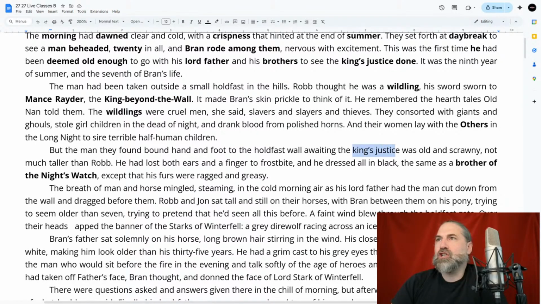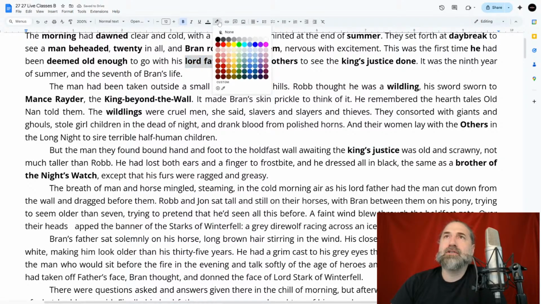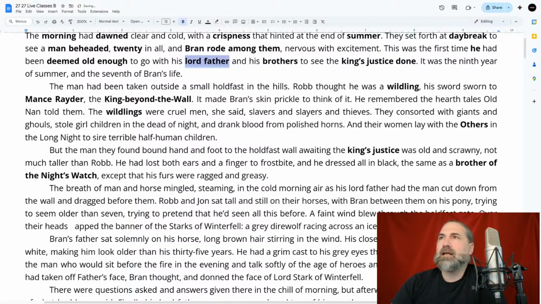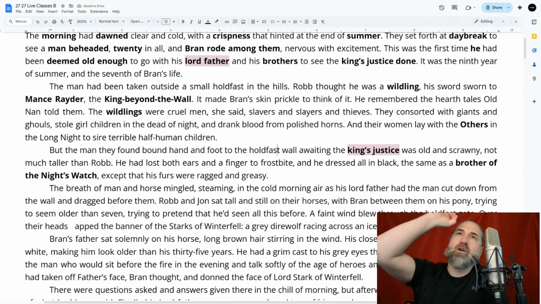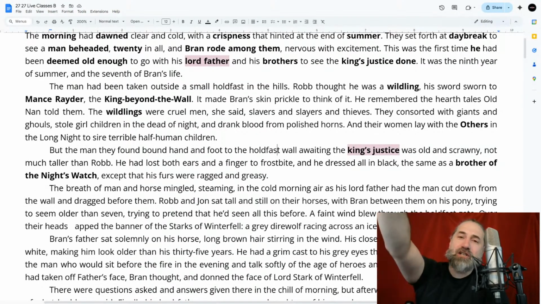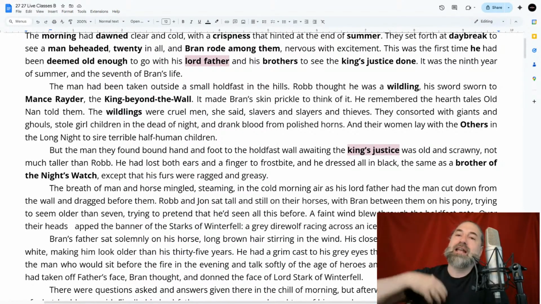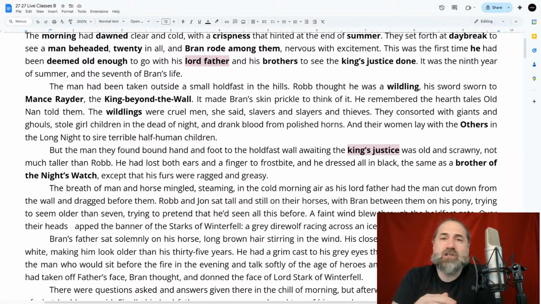The King's Justice. So we are connecting that to Lord Father. And the King's Justice. All right, so these things are seeding the fact that Eddard Stark has status, that he is connected to the king, and that he has responsibilities. So these are ways to seed things without directly saying Lord Stark is the Warden, though they kind of do that.